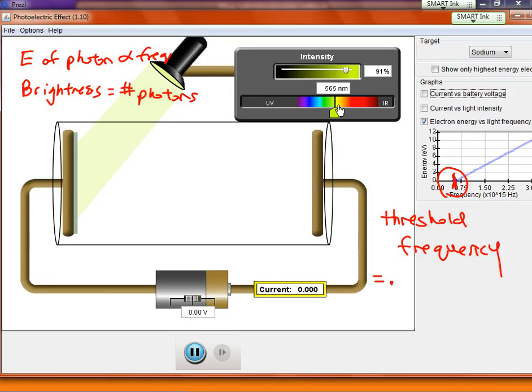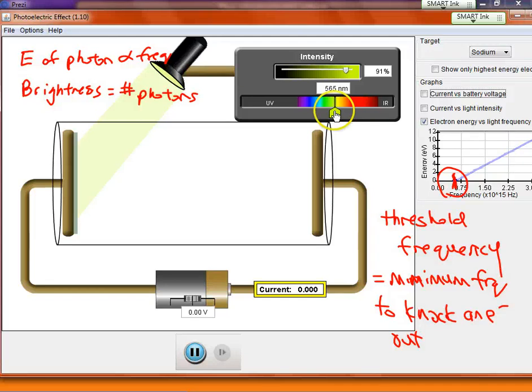In other words, the minimum frequency to knock an electron out. Okay? And that threshold frequency is different for every substance. For sodium right now, we can see the threshold wavelength is around about 565 nanometers. That would be around 0.6 times 10 to the 15th hertz. Of course, there would be a threshold wavelength as well.